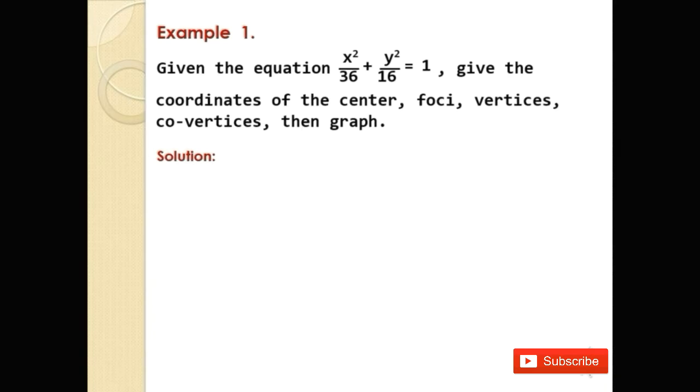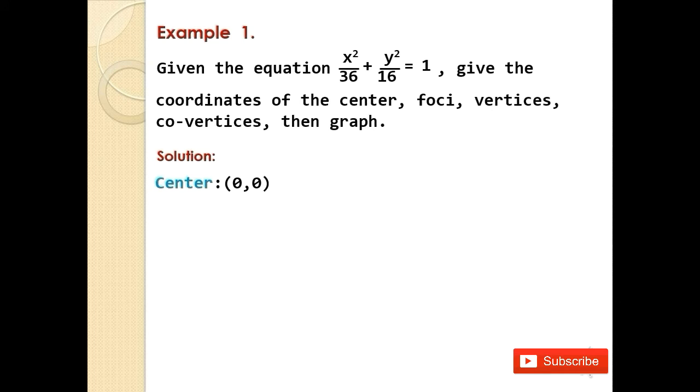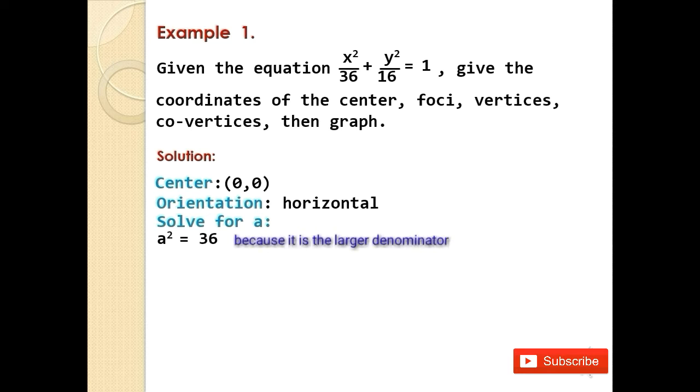We can now write the coordinates of our center. We have 0, 0. And the orientation of our graph is horizontal. Now let us solve for the length of our semi-major axis, or the value of our a. So the value of our a squared is 36. To get the value of a, simply get the square root of both sides. And what is the square root of 36? We have 6. Therefore, the length of our semi-major axis is 6 units.